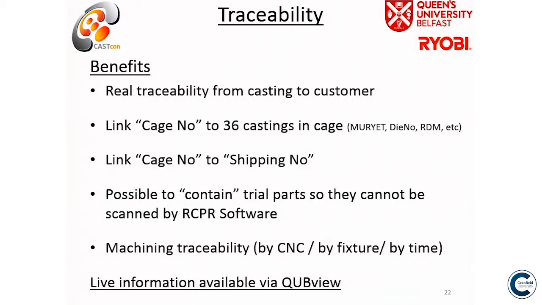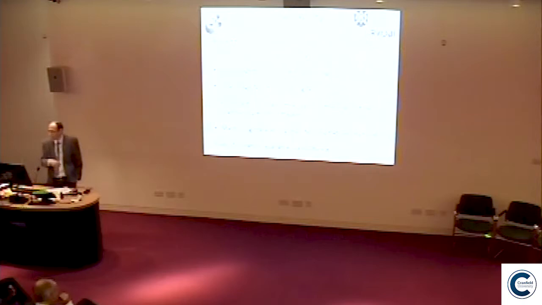So we have a link to the cage number, to the 36 castings in the cage. We have a link to the shipping number. It's also possible to contain trial parts, so they cannot be scanned by the scanning system at the end of the machining line. It'll come up with a message going, do not process, or an error message. And also there's proper machining traceability by CNC, by fixture, by time. So we have live information for the operators, for the QA department, for whoever wants to look at the information.